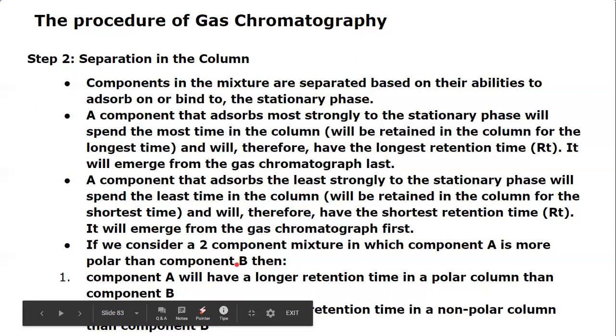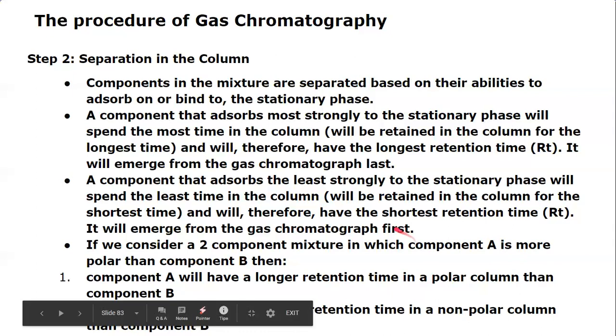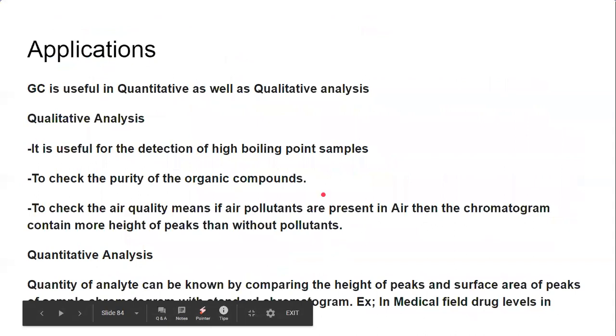Like dissolves like, which means polar with polar, non-polar with non-polar. So a polar column will have more interaction with a polar component, so it may have more KD value and more retention time. And component A will have shorter retention time in a non-polar column than component B. Okay. So in this manner, once the components are separated, they enter the detector where they are detected, and in the recorder the graph is recorded.